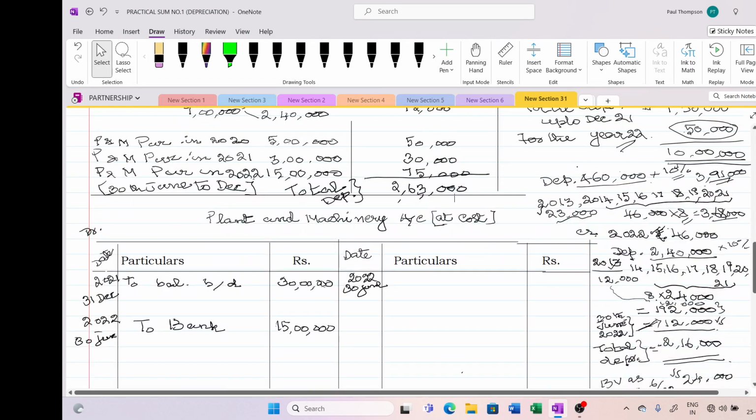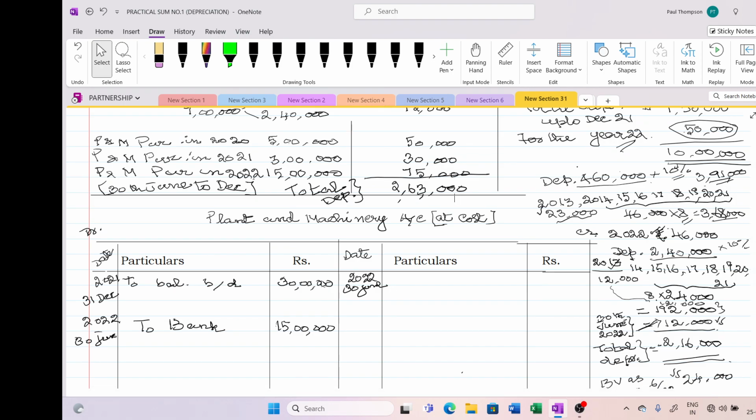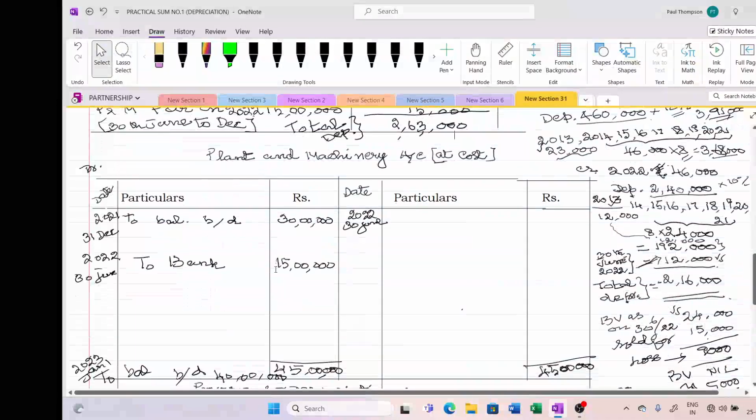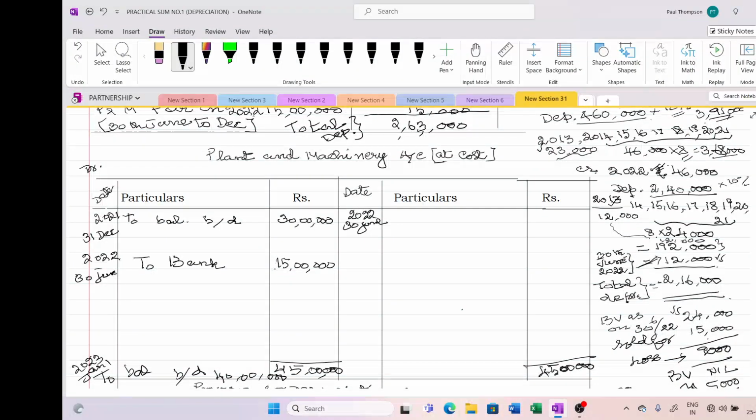Okay. So now they have asked us to prepare plant and machinery account at cost and disposal account and provision account. So balance brought down already they have given in the question. As on 31st December, the machine available was 30 lakh. And during the current year, on June 2022, they have purchased for 15 lakh. So total is 45 lakh. Now on 30th June 2022, they have sold, scrapped some machines. So all these machines will go to your plant and machinery disposal account.